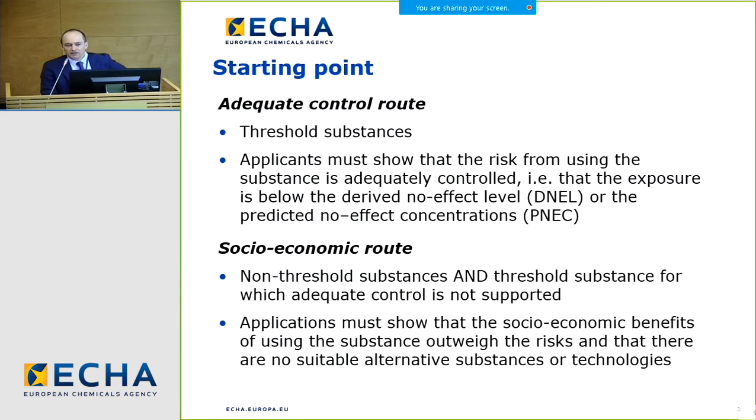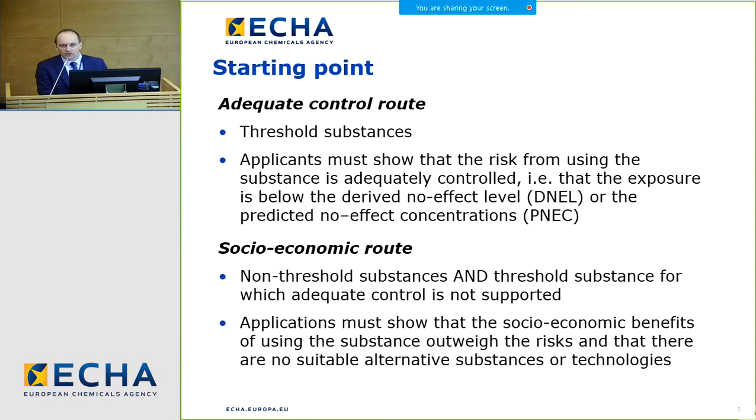Starting point. So the application for authorization can go into two routes. The first one is called the adequate control route, and this relates to threshold substances. Under this route, the applicants must show that the risk from using the substance is adequately controlled, which means that the exposure are below the DNEL or below the PNEC.